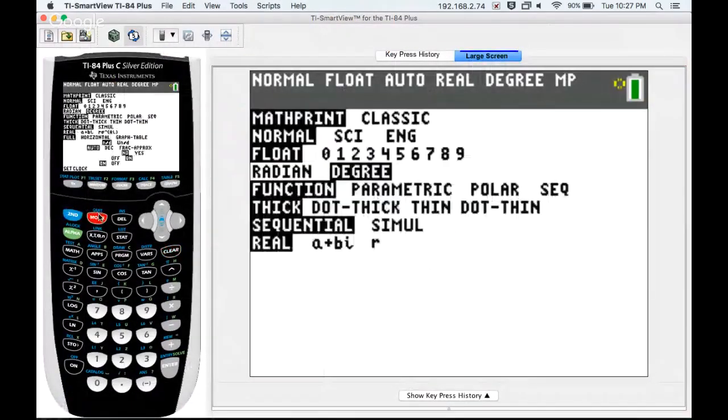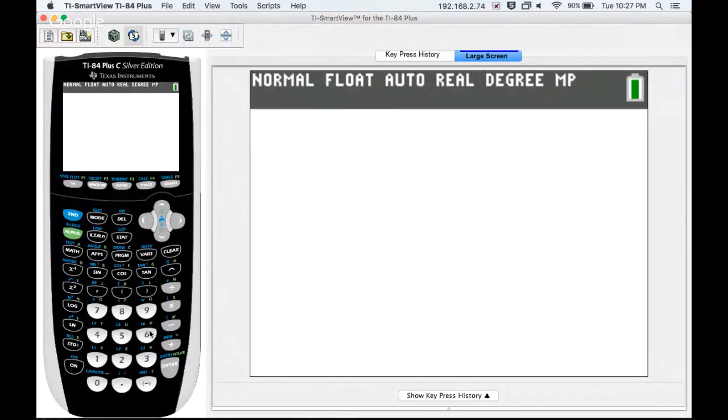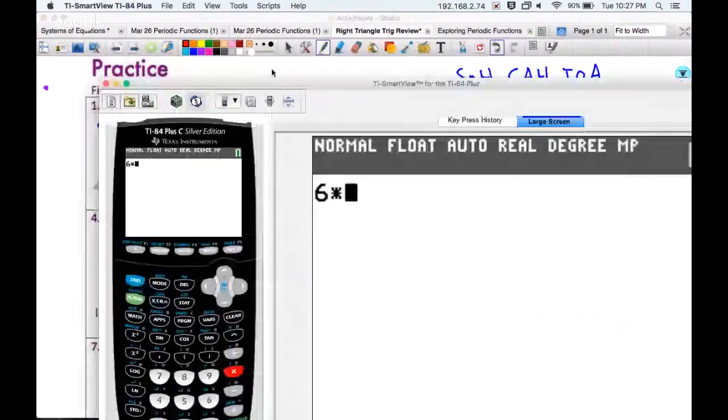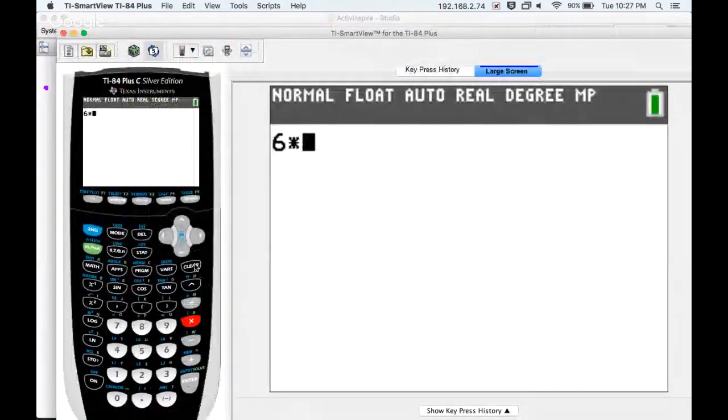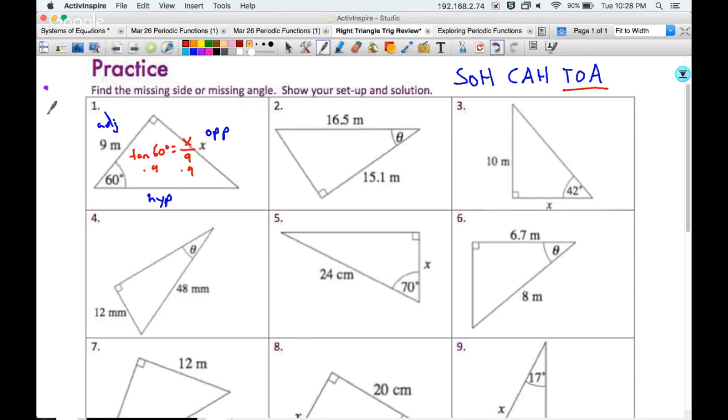First, double check your calculator is in degree mode. And then I said 9 times the tangent of 60 is that missing side length. That's 15.59. And then we look at our units. Over here it's meters, so 15.59 meters.